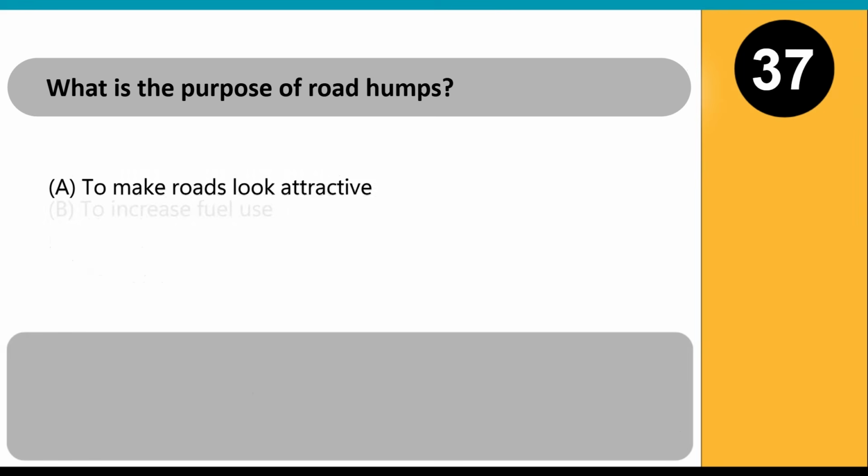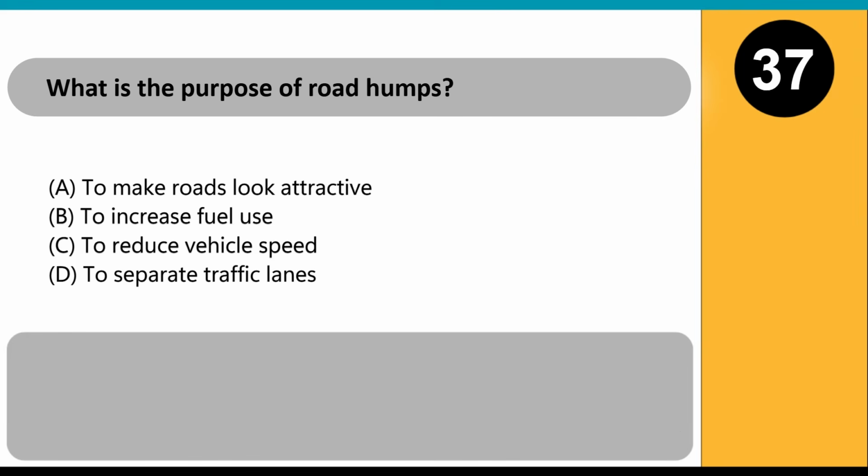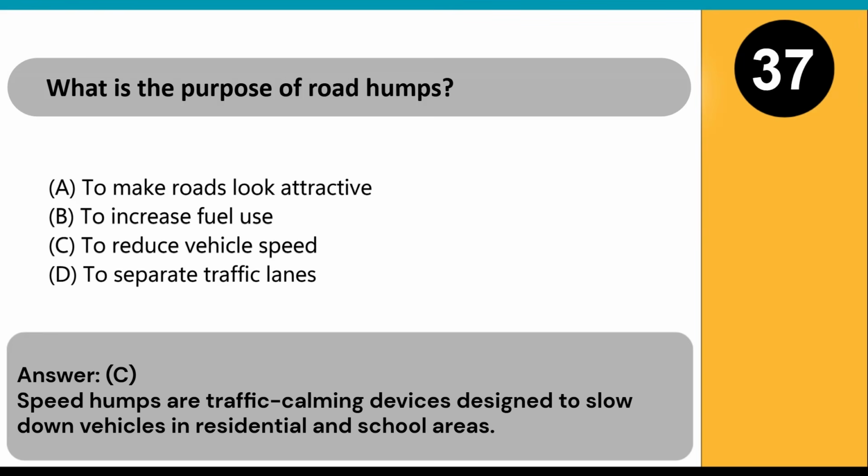What is the purpose of road humps? A. To make roads look attractive. B. To increase fuel use. C. To reduce vehicle speed. D. To separate traffic lanes. Answer: C. Speed humps are traffic calming devices designed to slow down vehicles in residential and school areas.